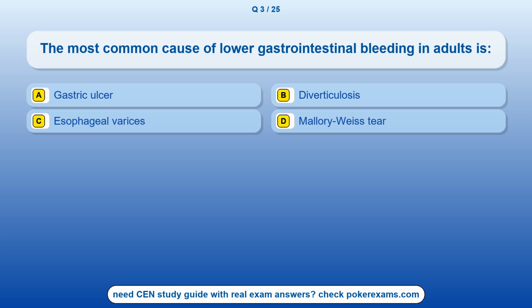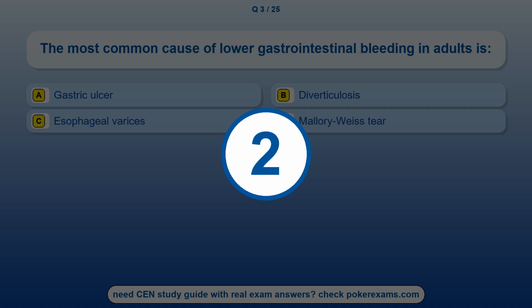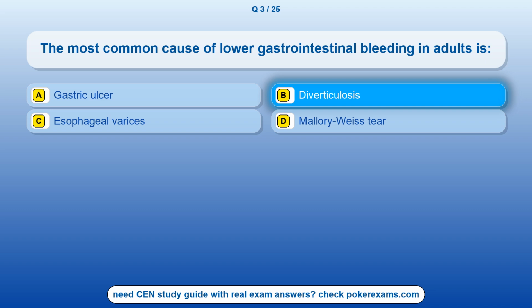Question 3. The most common cause of lower gastrointestinal bleeding in adults is: Option A, gastric ulcer. Option B, diverticulosis. Option C, esophageal varices. Option D, Mallory-Weiss. The correct answer is option B, diverticulosis.